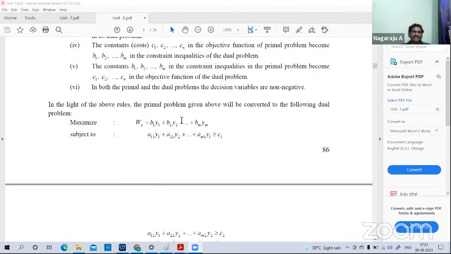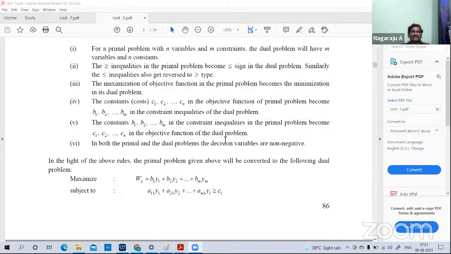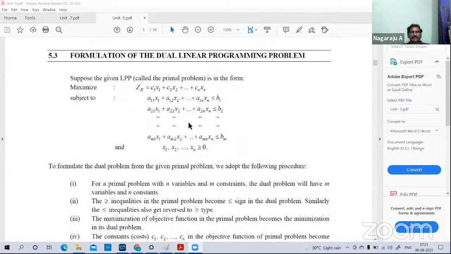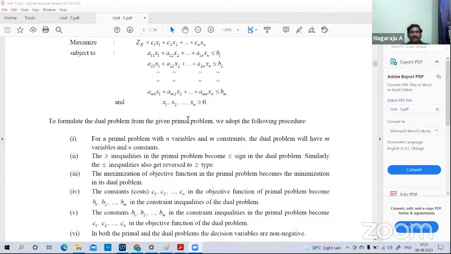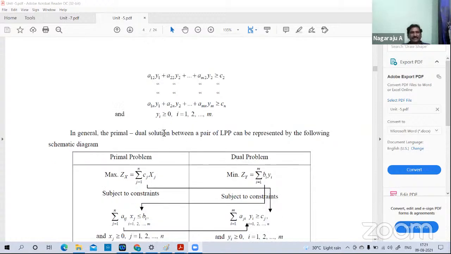Next, maximization Z, I am taking w1 and y1, y2, so on variables. So here the objective function goes to the right side: what we have is b1 w1 plus b2 w2, so on, bm wm. Next, the number of constraints can be converted into variables. This is the overall idea of primal to dual conversion.